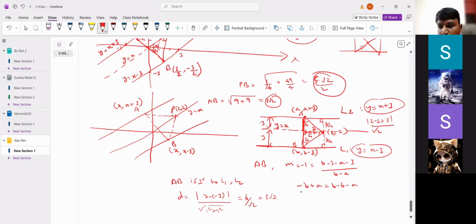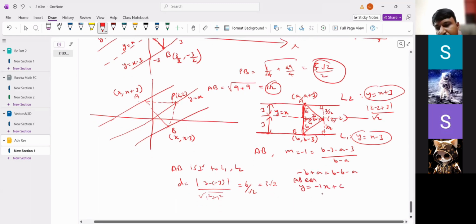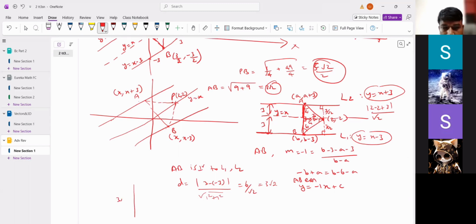So we had figured out that the slope should be -1 for AB. So we can write the line equation of AB as y equals minus 1 x plus c, for example. Then we use the length we got, 3 root 2. I think we can also just use the distance formula now. The distance between (2, 2) and (a, a plus 3) should also be 3 root 2, right? That can also be used. Yes, sir. I did it using r cos theta, r sin theta right now. Fine. Good.